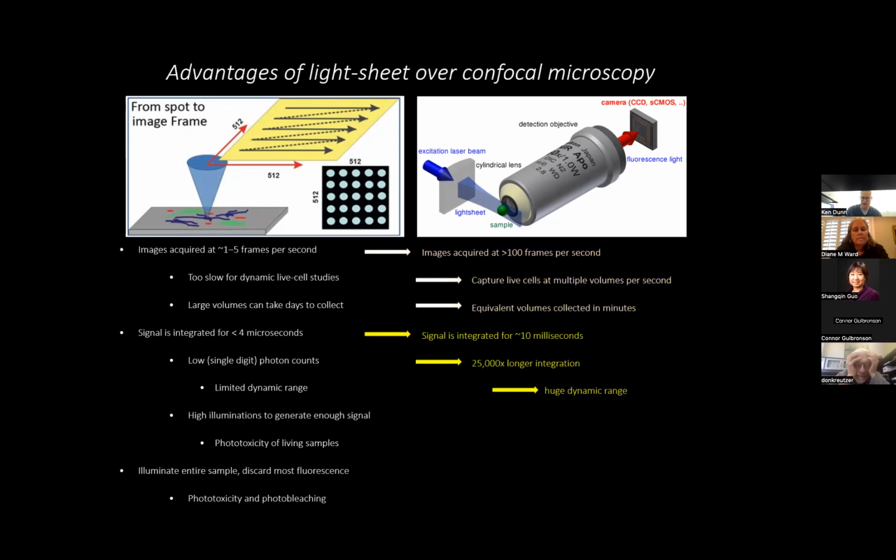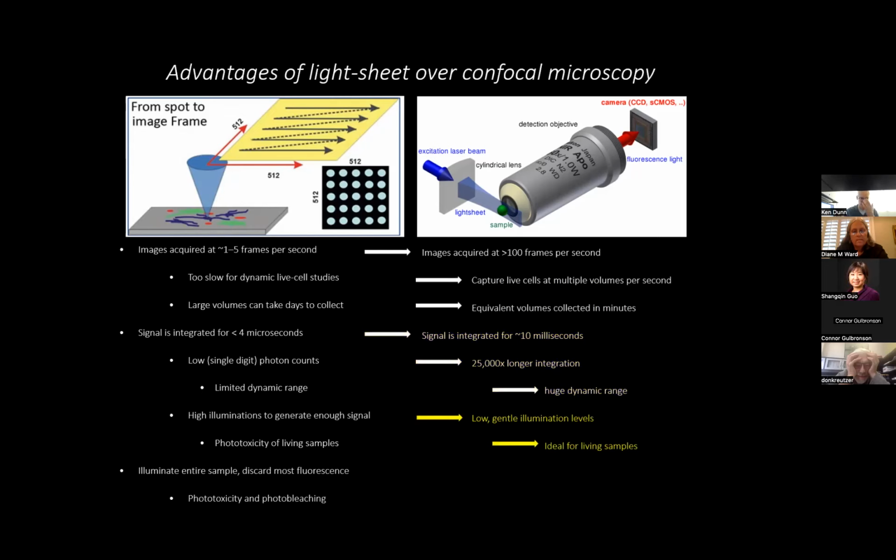The other thing is that you integrate the signal for a lot longer because you're not having to raster scan. If you're collecting at 100 frames per second, that means you're integrating the signal in each voxel for 10 milliseconds. That's 25,000 times longer, which means you have an enormous dynamic range, much better signal and noise, everything is better. This is not something that's generally appreciated in light sheet microscopy: the quality of each pixel's data is much higher.